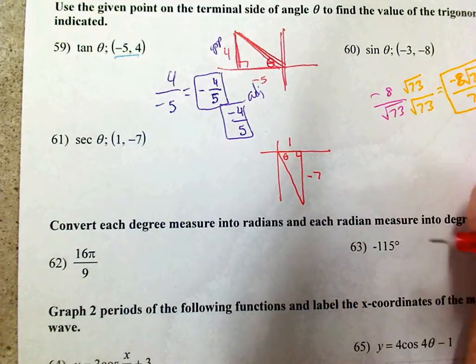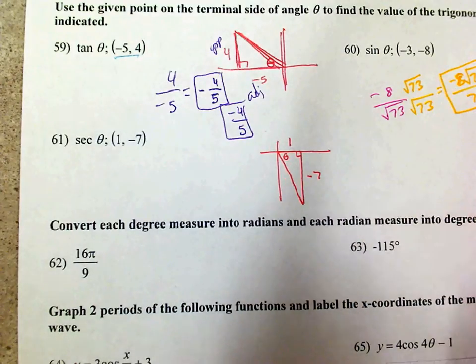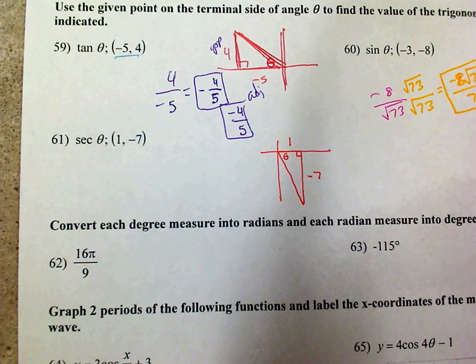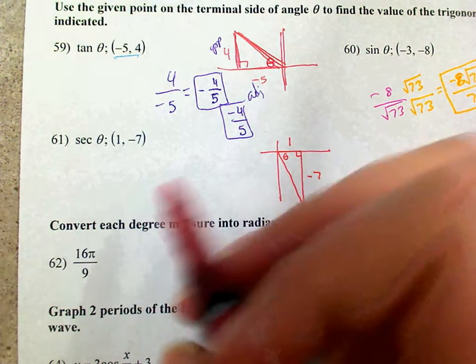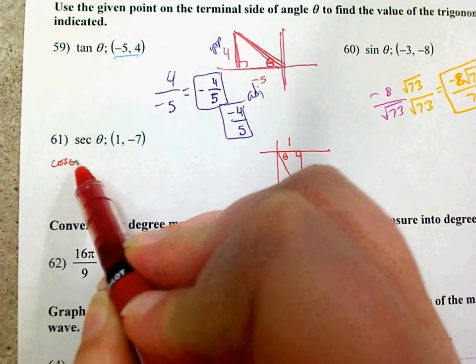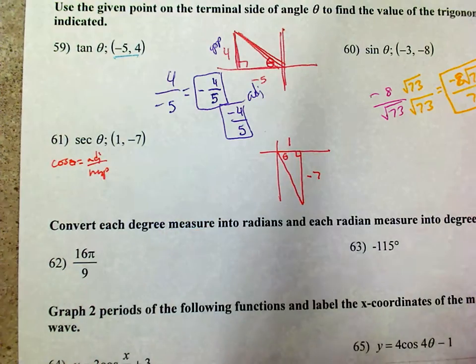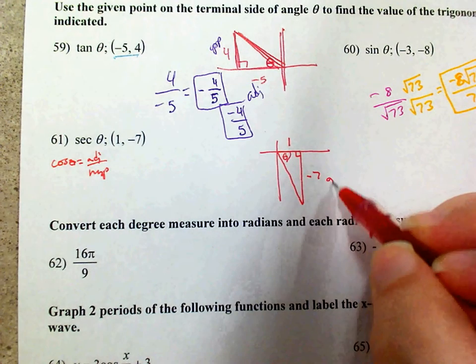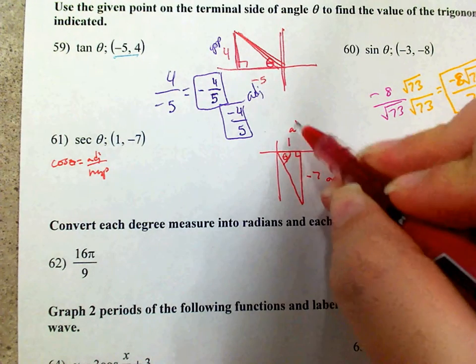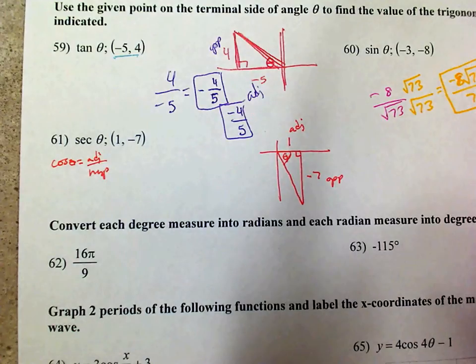1 and negative 7. I need secant. Secant is the reciprocal of cosine, and if cosine is adjacent over hypotenuse, and we have opposite, and we have adjacent, then we definitely need the hypotenuse, okay? So Pythagorean theorem again.